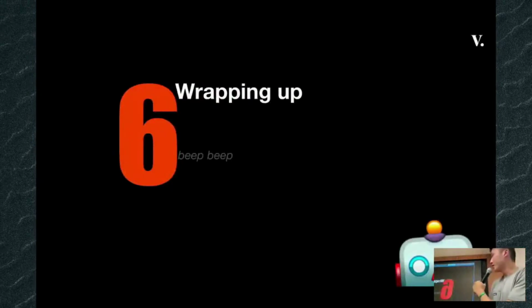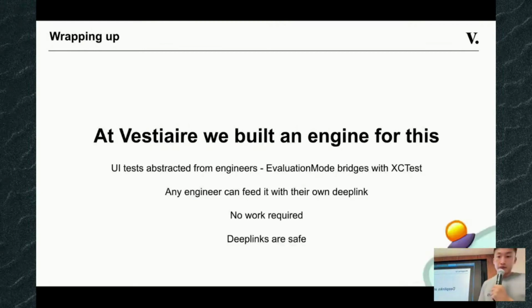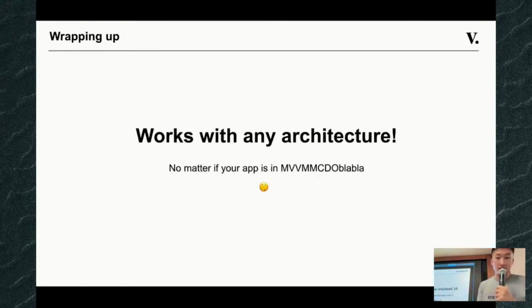So let's wrap this up a bit. What did we do? Deep links are critical for your apps. Take care of them. At Vestiaire, we have built an engine for this. UI tests is now abstracted from engineers, so we don't have all the downside of UI tests. We have some kind of evaluation mode that will bridge with XCUI tests. So basically, engineers will deal with evaluation mode instead of XCUI tests. Any engineer can feed it with their own deep link. No work required. Deep links are safe.